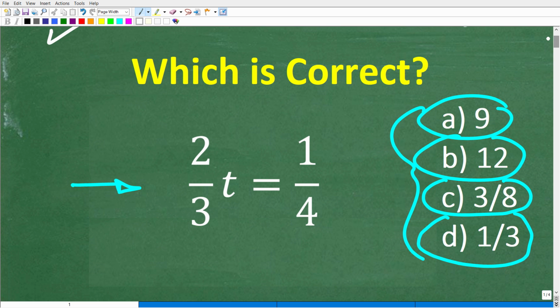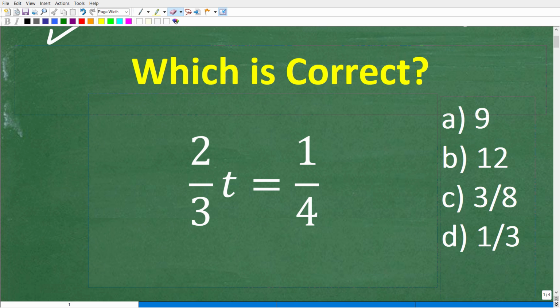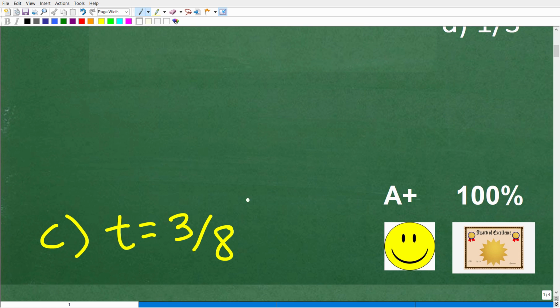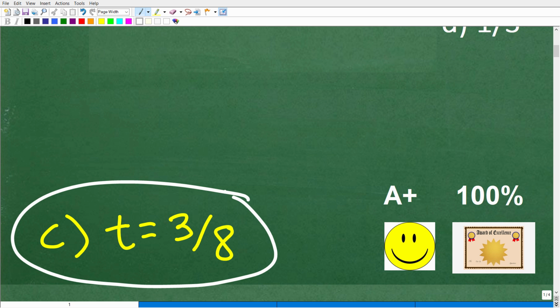Okay, so here again is our problem. We have 2/3 t is equal to 1/4. We're trying to solve for the variable t. And I did indicate that this is what we call a one-step equation because really it just requires one step to solve. Okay, so let's take a look at the right answer. The correct answer here is C. T is equal to 3/8.